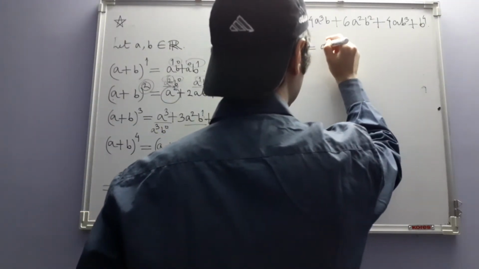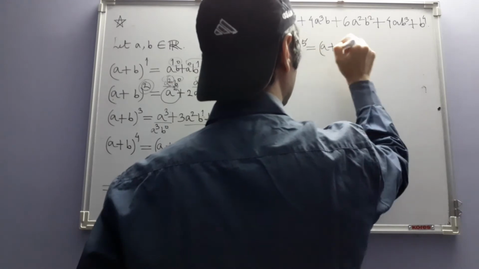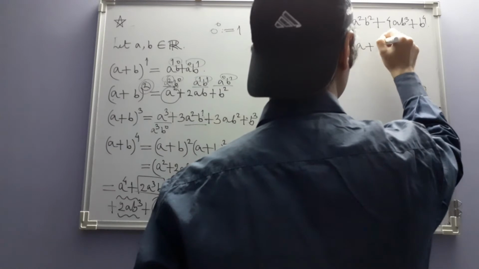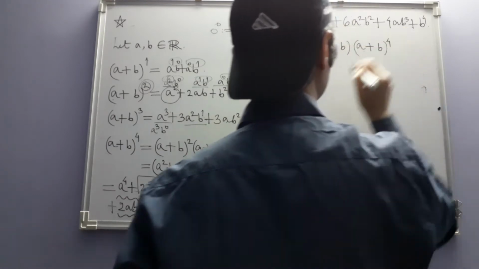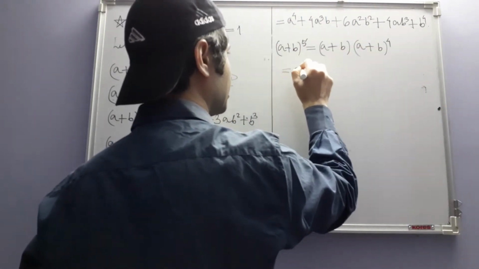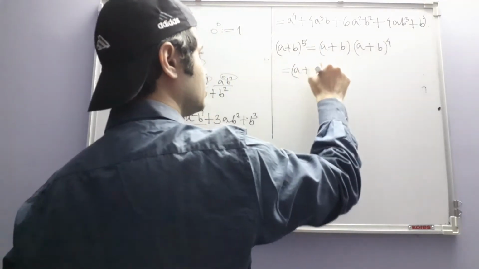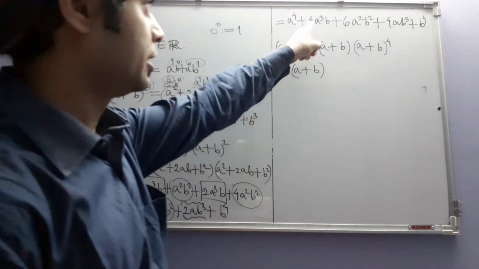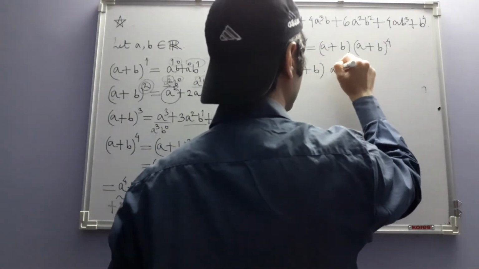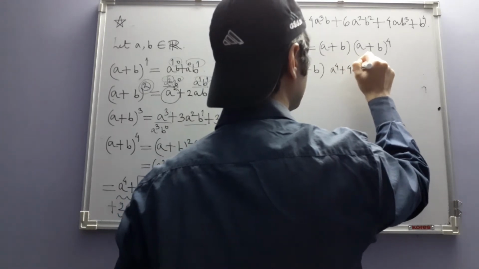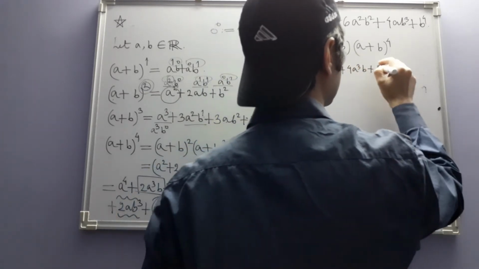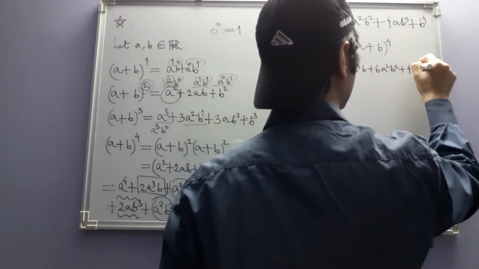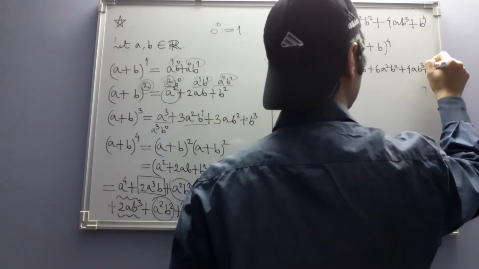So what we do, okay, we can write like this. Then we will have to carry out the multiplication and then accordingly arrange the terms. For this one, I already have the expansion here: A to the power 4 plus 4A cube B plus 6A square B square plus 4A B cube plus B to the power 4.